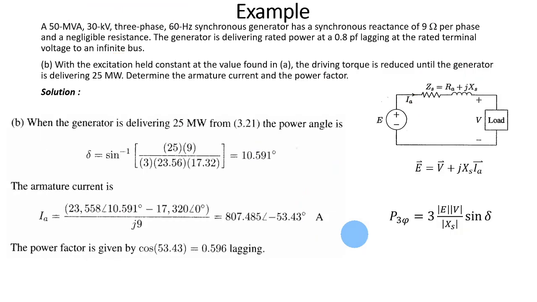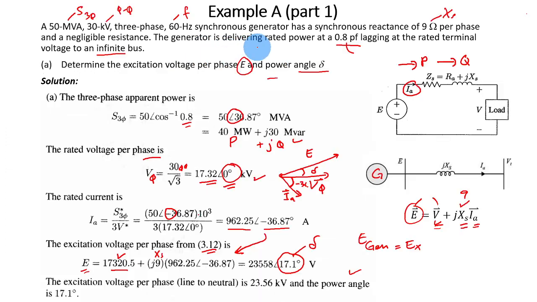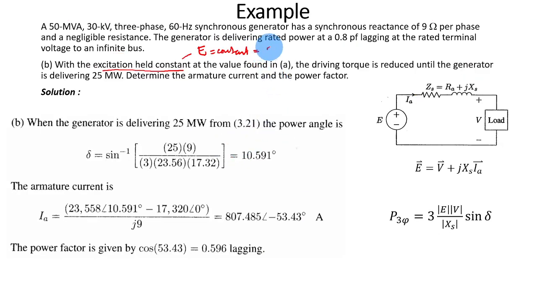For the same system, the next question says that with the excitation held constant, meaning E is constant. From the previous example we know that E is 23.56 kilovolt at the angle of 17.1 degrees. It's constant, you keep that E.